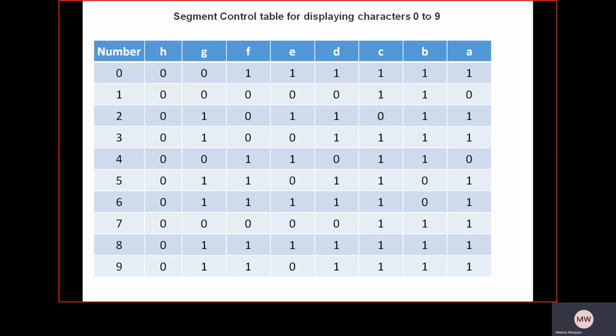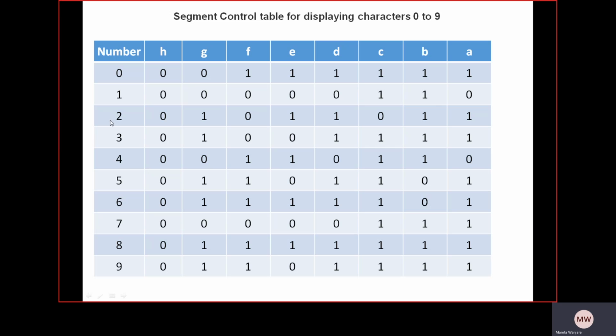Segment control table for displaying characters 0 to 9. That is the table. If I want to display the number 0, for that A is logic high, B is logic high, C, D, E, F all are logic high, but G and H are logic low. Same thing for 1: A, D, E, F, G, H are all logic 0, while B and C are logic high.